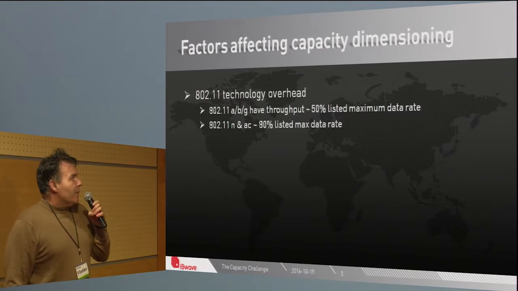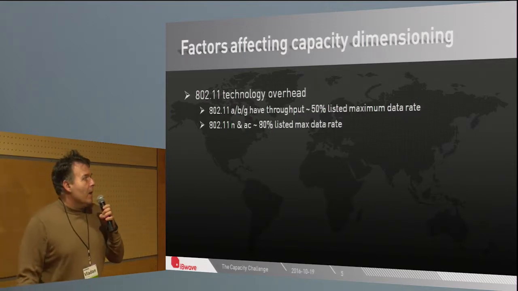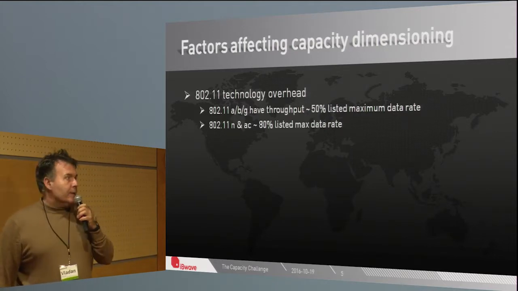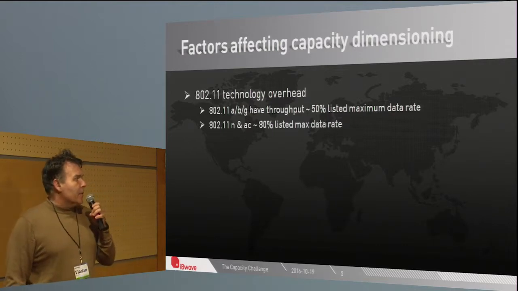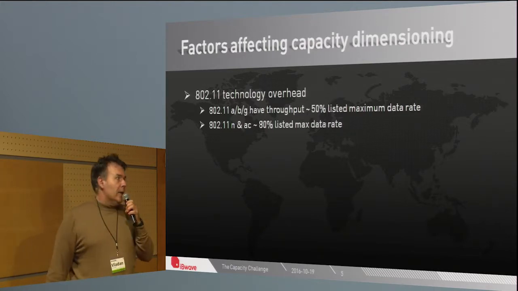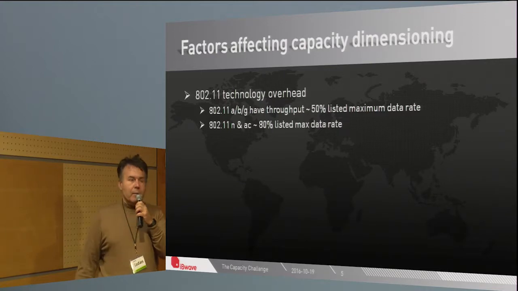Then the next one is what is the overhead of the technology. For 802.11 a/b/g, the throughput is about 50% of the listed maximum data rate, whereas for 802.11n and ac, it is much higher, about 80% of the listed maximum data rate. This happens because they are more efficient in transmitting packets with a packet burst.